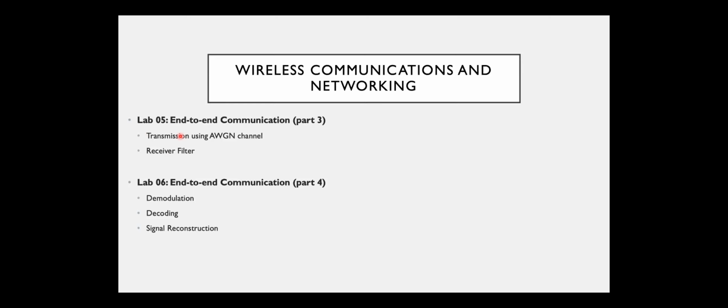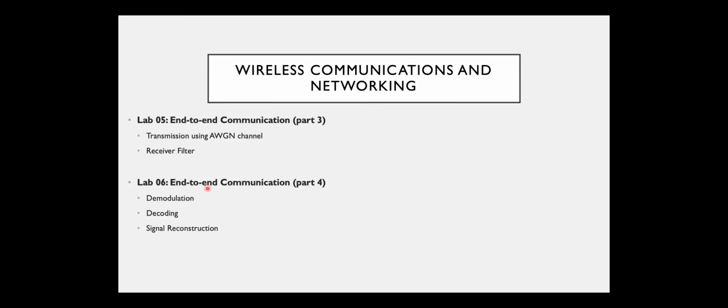So at the receiver, you need filters and amplifiers. What is the purpose of the filter? The filter will remove the noise from your signal and give you a clean signal. From the clean signal, you can recover the information. You can hear what hello was sent from the transmitter. And then in lab six, we will cover demodulation.